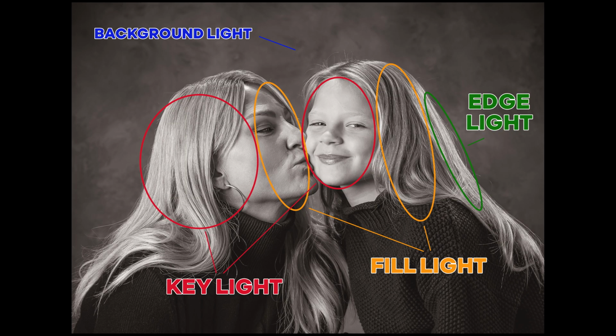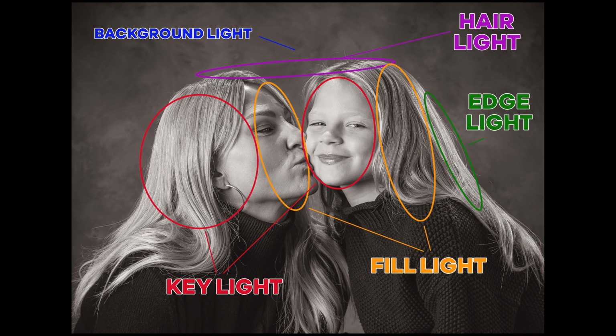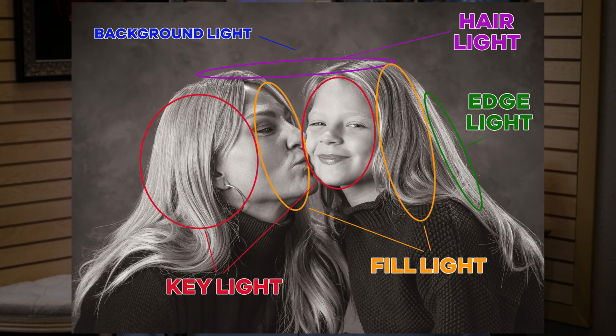Moving on, I use an edge light. The edge light is usually an egg crate type strobe where it just puts a little bit of edge along a subject's hair or body line to separate them from the background. Similarly, I use occasionally, not always, a hair light, which is the same kind of light but on the top, where again the purpose is to separate the subject from the background. And finally, the background light itself, which illuminates the background to whatever level you're trying to do.